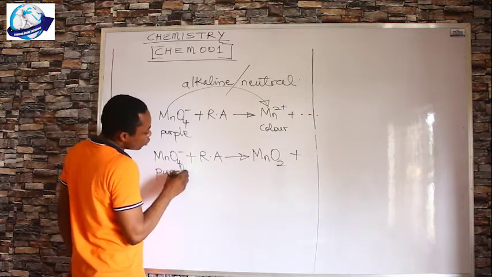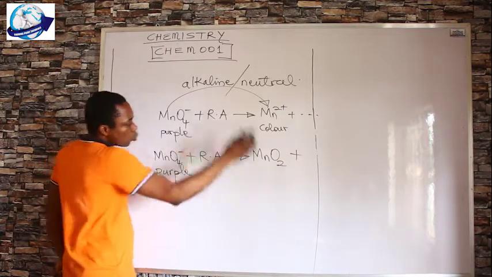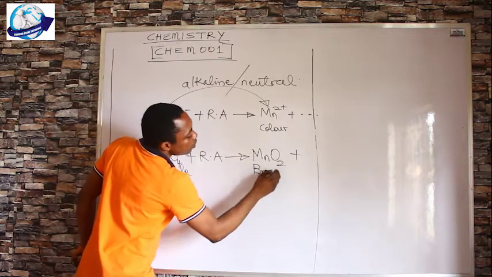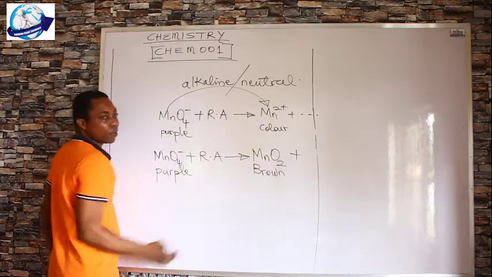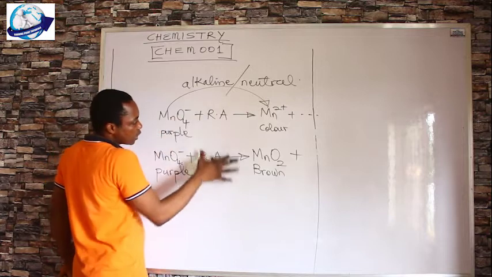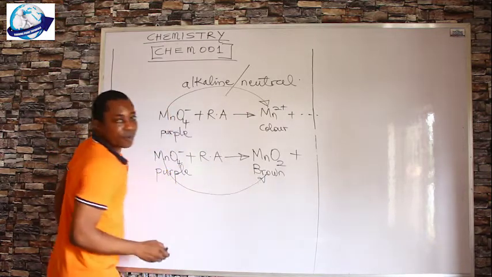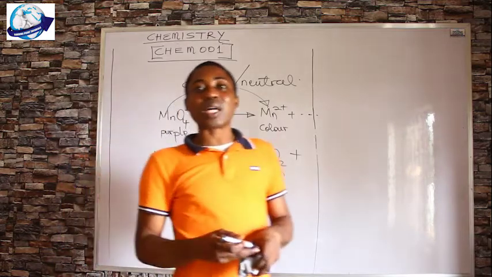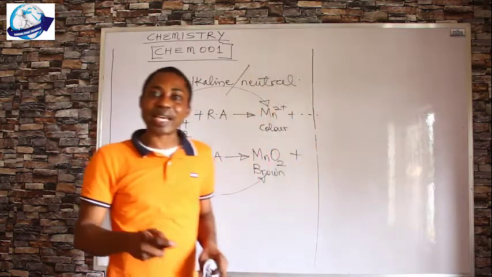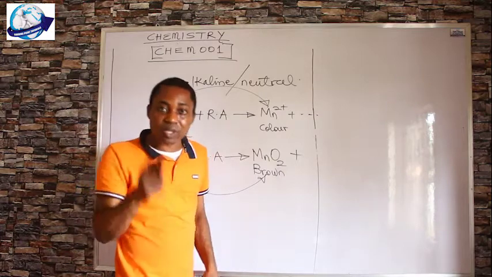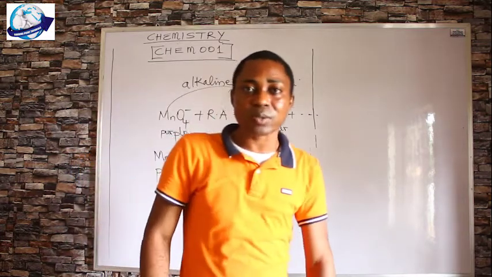The color change now is from purple to brown. This compound has a brown color, and so that's why I said before that the kind of product that you can get at the end of a redox reaction depends on the medium in which the redox reaction takes place.